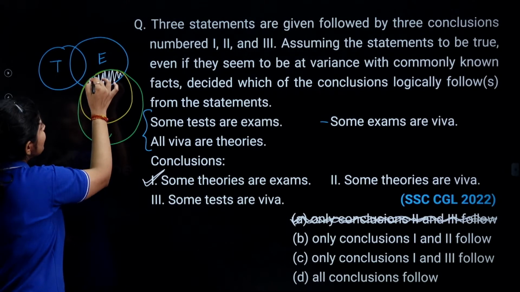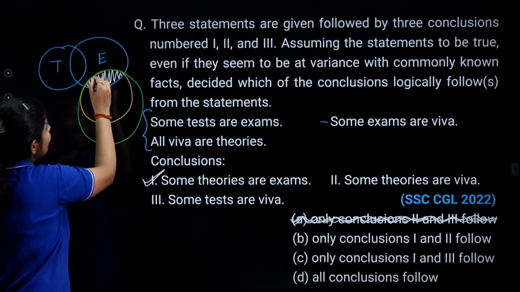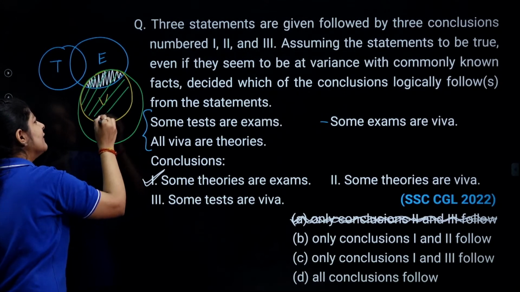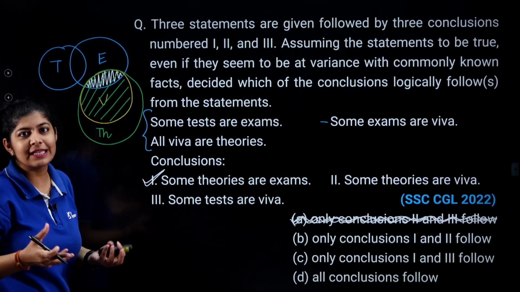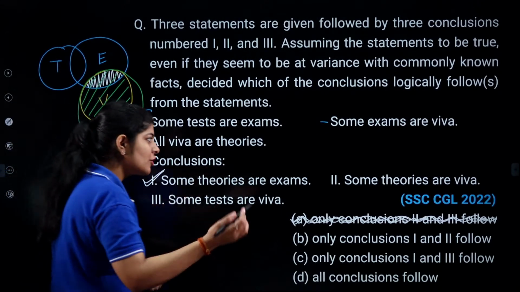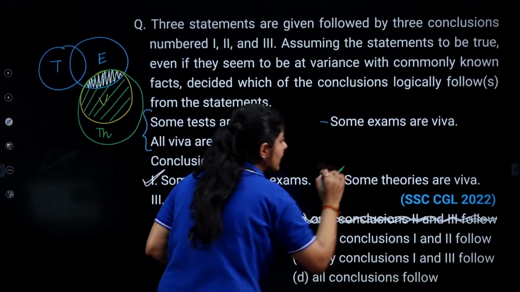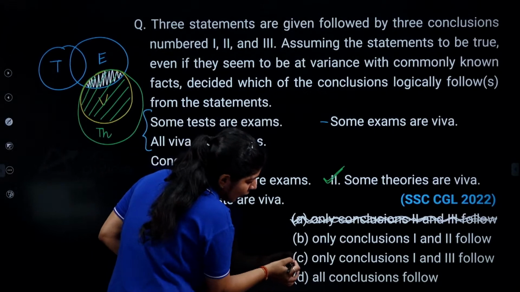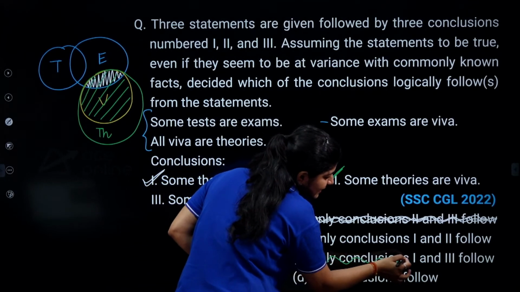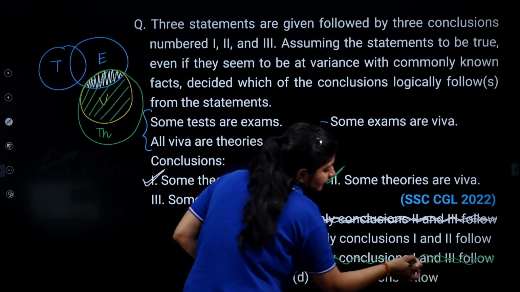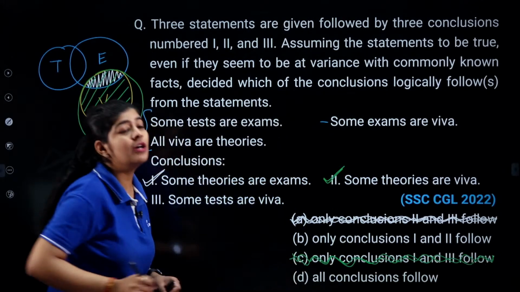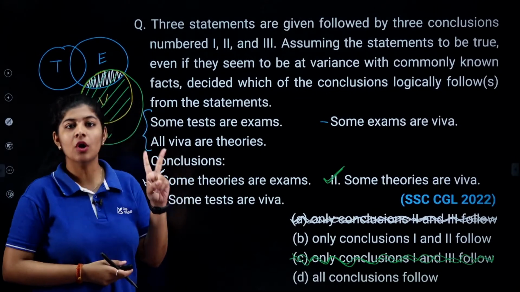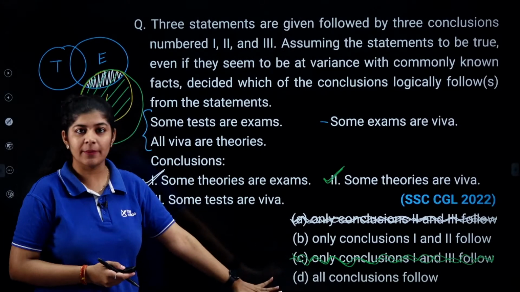How? Because the part of theory which is covered by viva is basically nothing but a part of theories. So this one is also true. If the second conclusion is also true, then we can easily eliminate option C, because in this one the second conclusion is not mentioned. Now we are left with just two options, option B and option D.